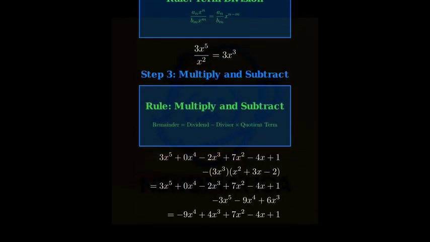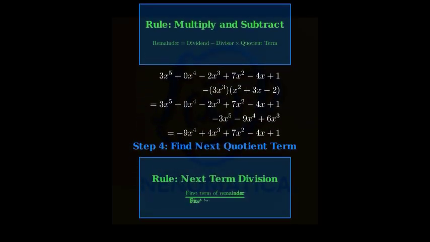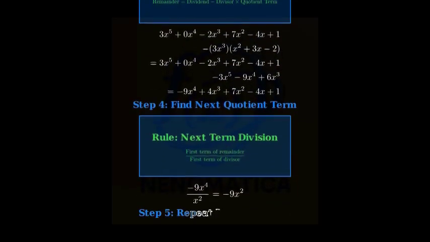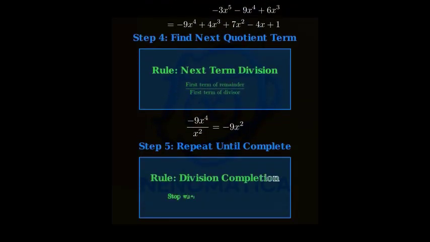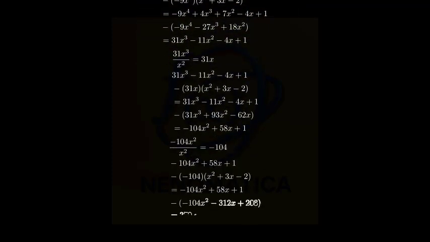Step 4. We divide the first term of this remainder by the first term of the divisor to find the next term of the quotient. Step 5. We continue this process, multiplying the divisor by the new quotient term, subtracting from the remainder, and finding the next quotient term until the degree of the remainder is less than the degree of the divisor.